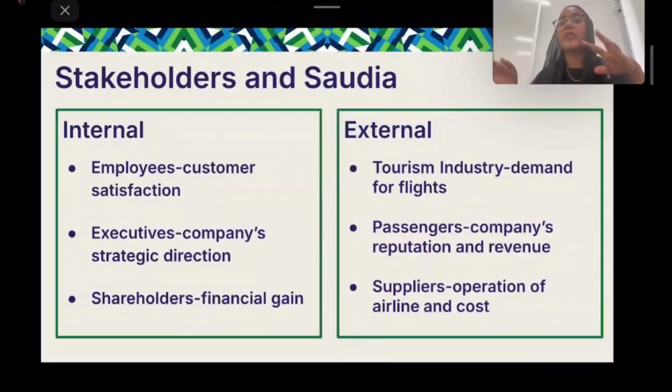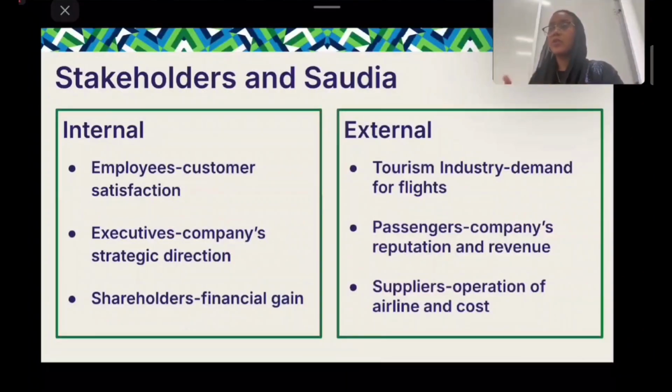They are more responsible for the company's strategic direction, and the shareholders are more concerned with the financial part of the company. So whether they invest in the company or they're just looking out for its finances. On the other hand, external stakeholders still play a significant role, although not as significant as internal stakeholders.